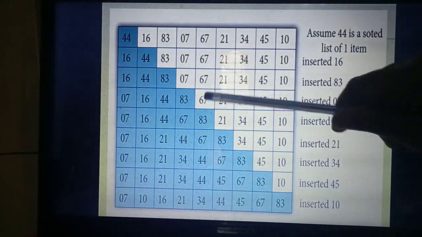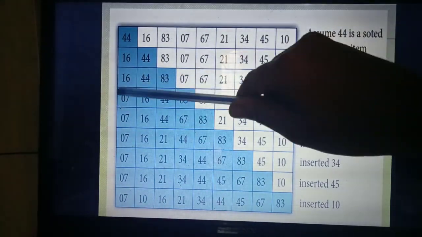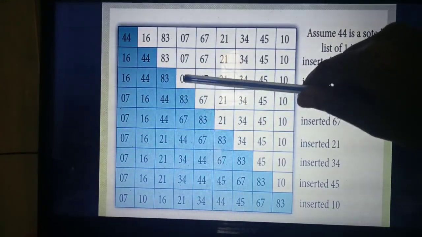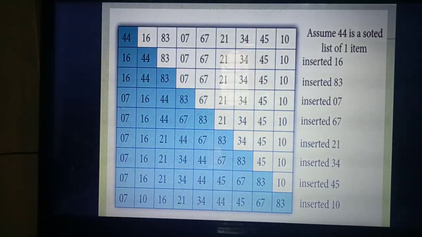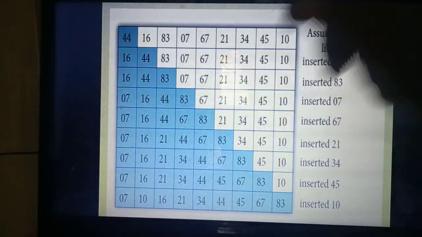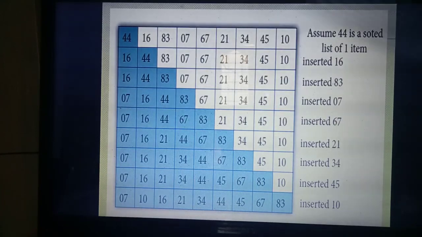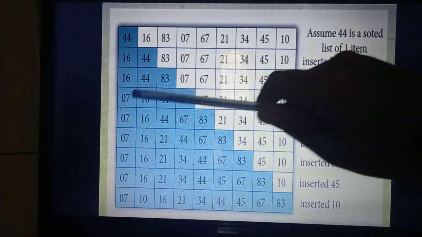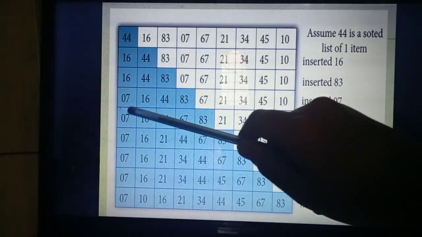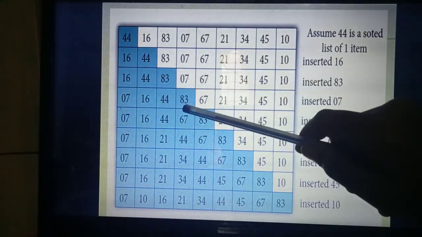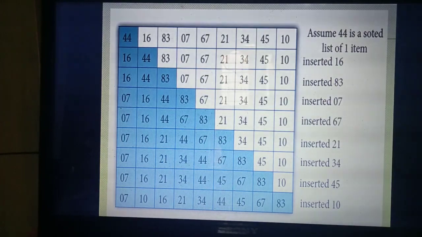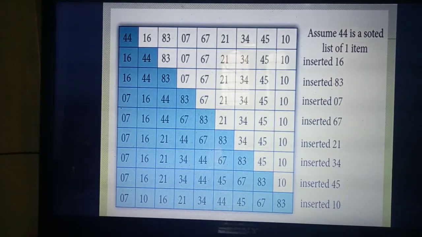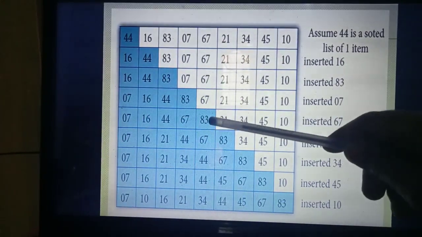Understand? What's the next element then? 7. So compare these four. Does this element need to shift? Yes. Why? This is the smallest element. So you are inserting the 7, and the 7 needs to come at the first. Understand now? Then compare these four. Which element needs to be inserted now? 67. So where does 67 come? 7, 16, 44, next 67, next 83. Understand? Yes.